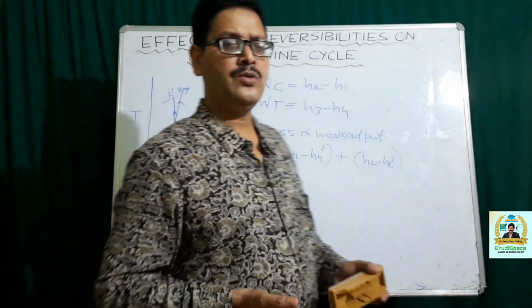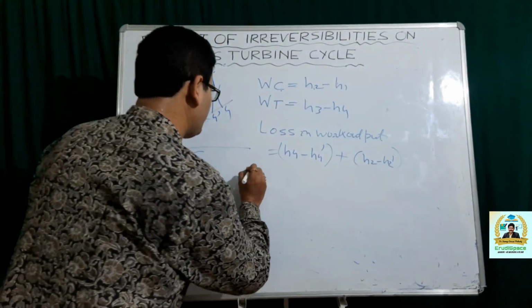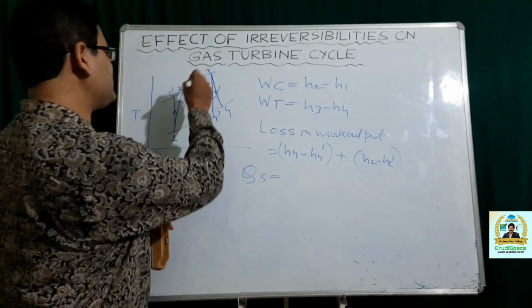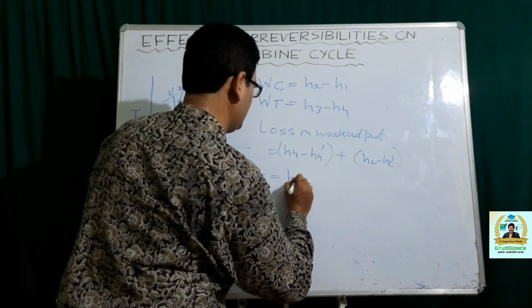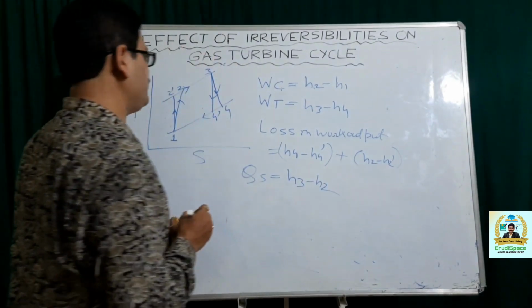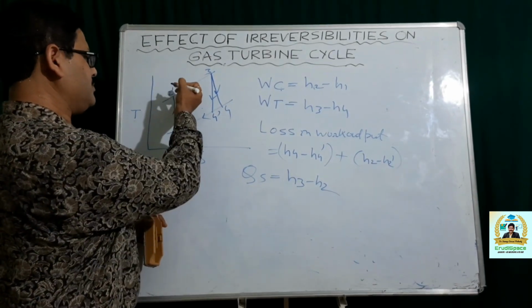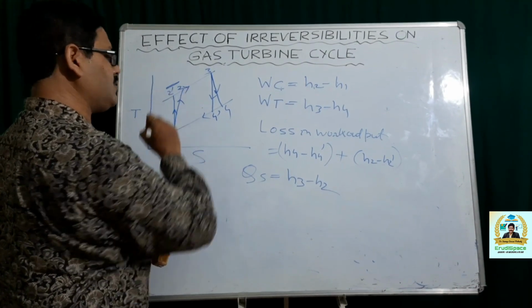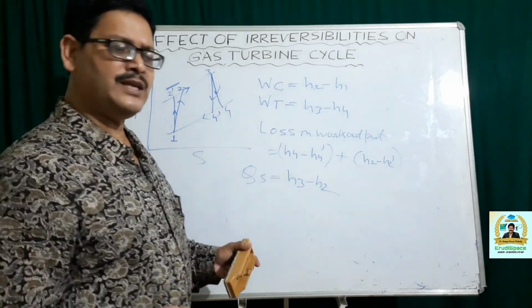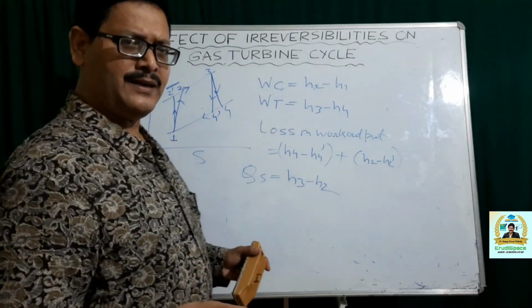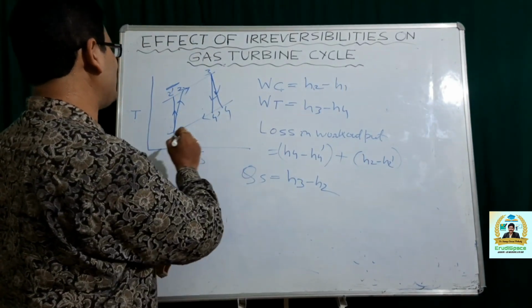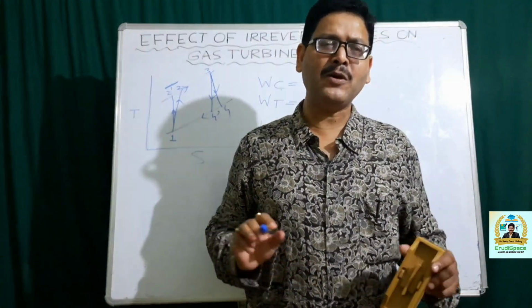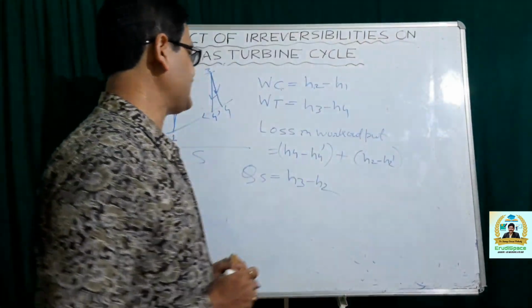So what is happening to the heat supplied? The heat supplied is also decreased because heat supplied has become H3 minus H2, or you can say that this is the less amount of heat that you are actually supplying. Had it been an ideal process, the heat supplied would have been H3 minus H2 gas. So we do supply less amount of heat when it comes to the actual cycle.